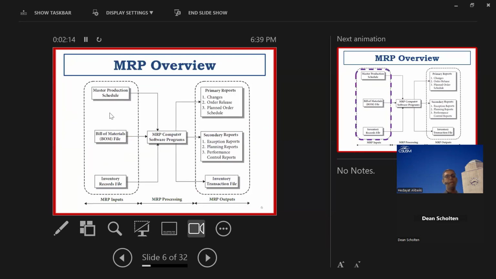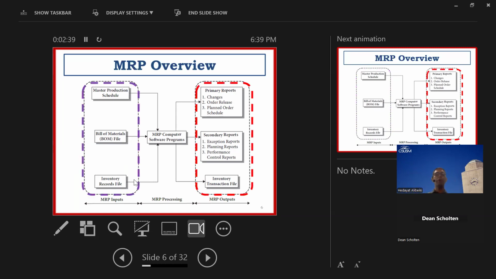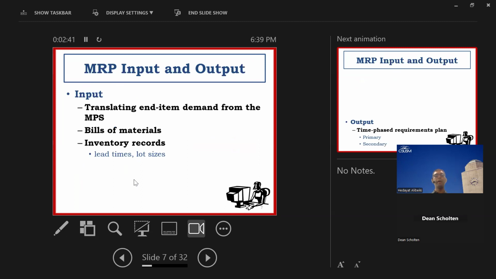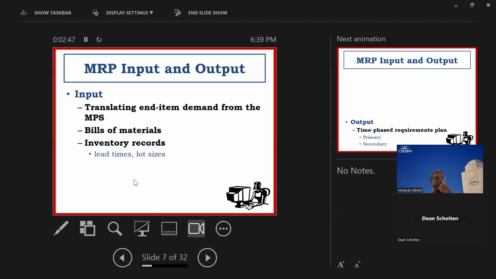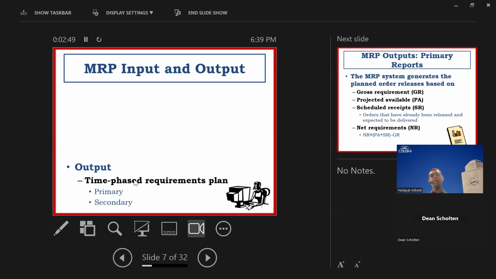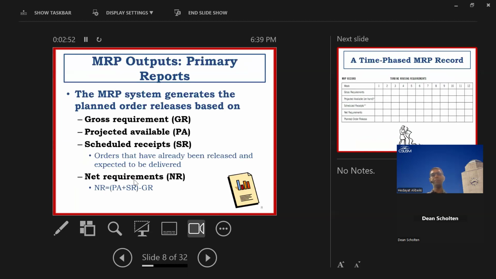Here, again, MPS, bill of material, and inventory records provide inputs to the MRP table, and the MRP table provides the primary and secondary reports and inventory transactions. Basically, it's our job, right? So input, output. Here we have the same information: lead time, scrap, lot sizes, and so forth. And then we get the time-phased requirement plans.